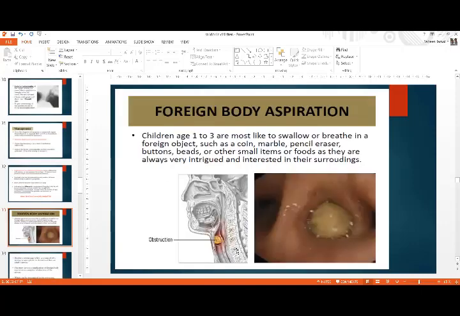Now, the third important cause of stridor is foreign body aspiration. It is most commonly seen in children under 3 years of age. They swallow or breathe in a foreign body, such as a coin, marble, button, or teeth. Children are always very intrigued and interested in things like buttons and beads.